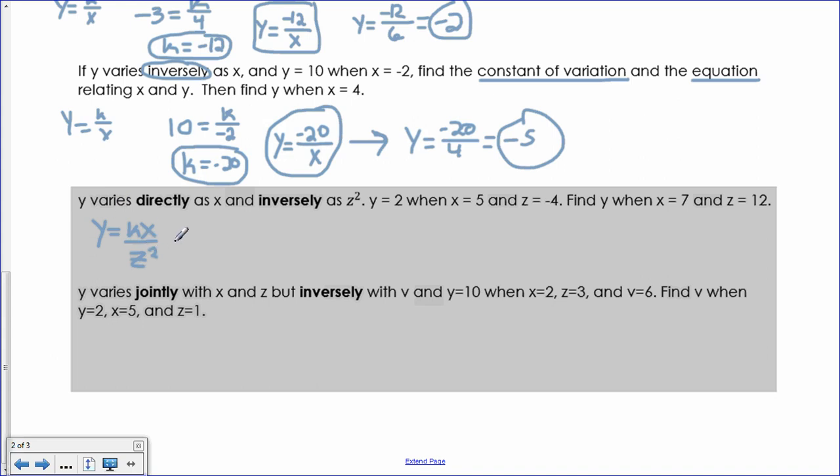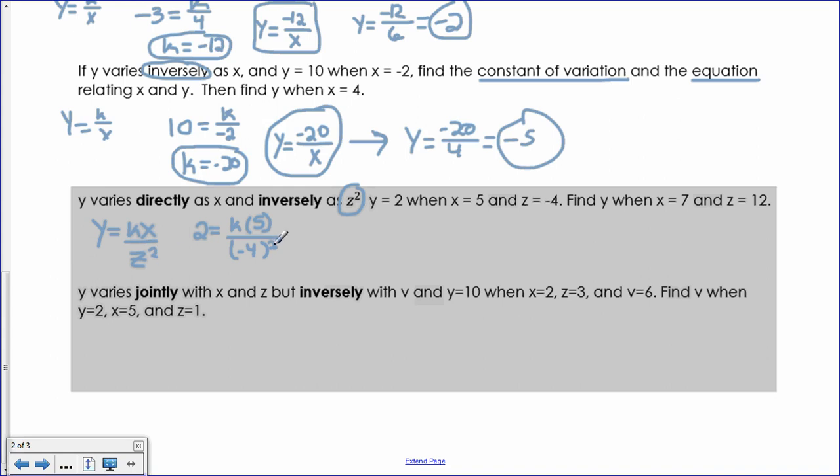And then the process for the rest of this is the same. They give us y, x, and z, so I can plug them in to find k. So k times 5, and then z is -4. Be very careful. This one has a z squared. It's a little bit weird, I know. But whatever this is, if it's a smiley face, a star, whatever it is, that is your denominator for the inverse relationship.